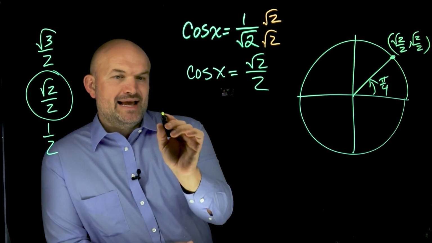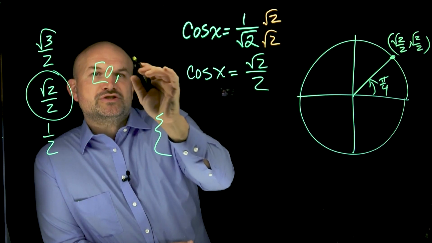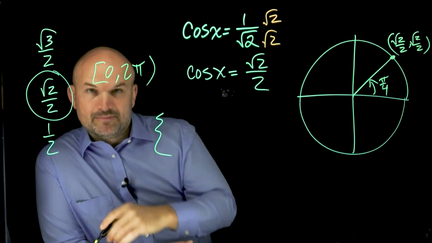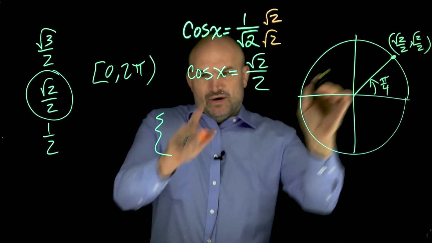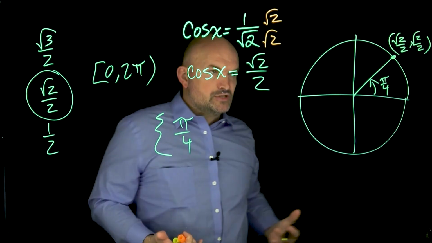So we can see that one of my angles that's going to satisfy this, and again, we are assuming here we're going down the restriction of 0 to 2 pi. That basically represents the unit circle, all right? So we know that one solution in terms of radians is going to be pi over 4. Well, what about the other solution, right?